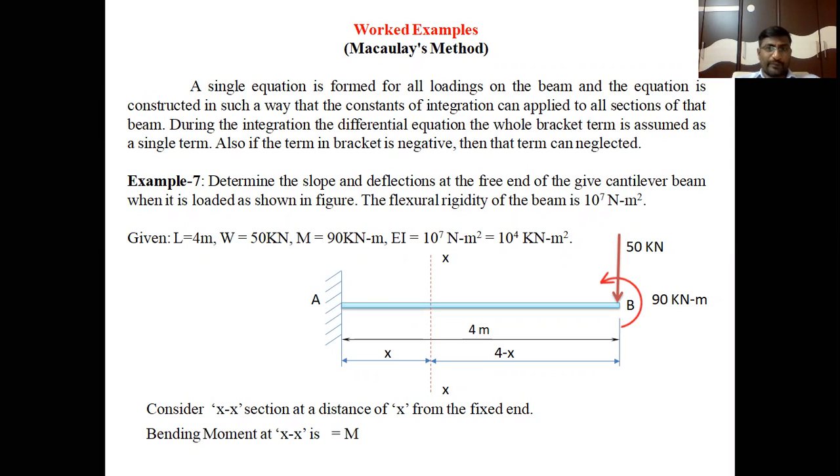Let us look at the first problem in the Macaulay's method in this class. We can discuss the remaining problems in the next class.